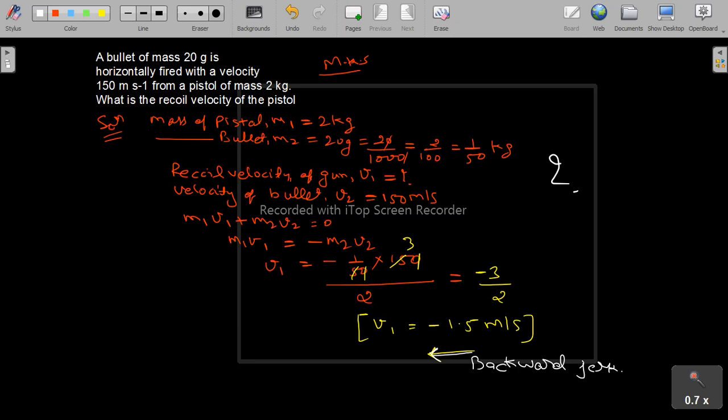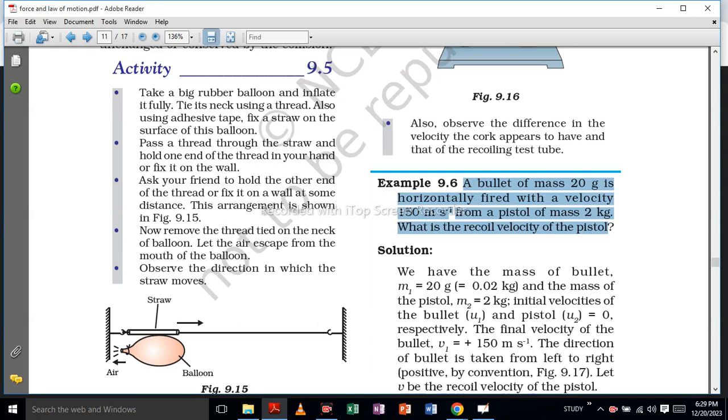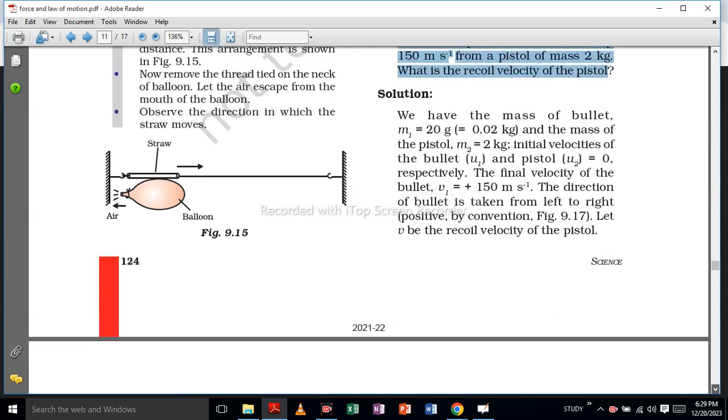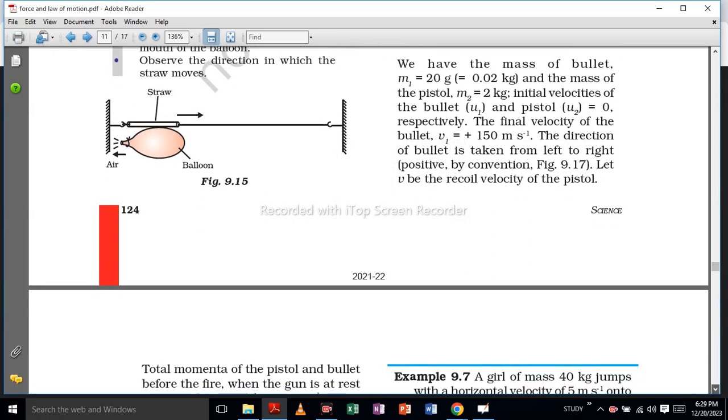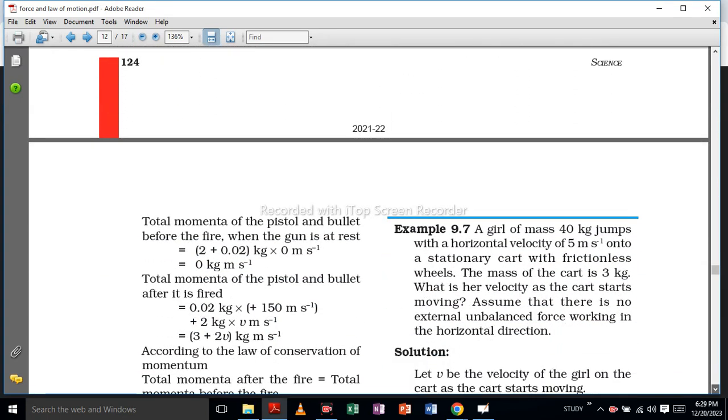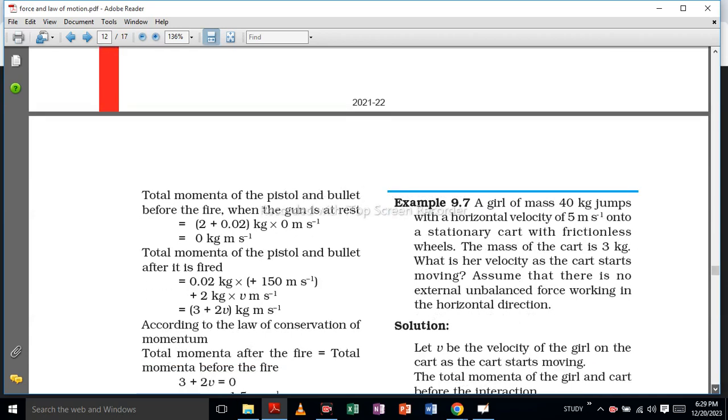Done. Now your homework is to try some questions from your textbook, like I'm showing you. If you find any difficulty, first of all tomorrow we will discuss those difficulties, then we will move to the next chapter, right? You will take examples from your textbook, like such examples you are looking at on this screen.